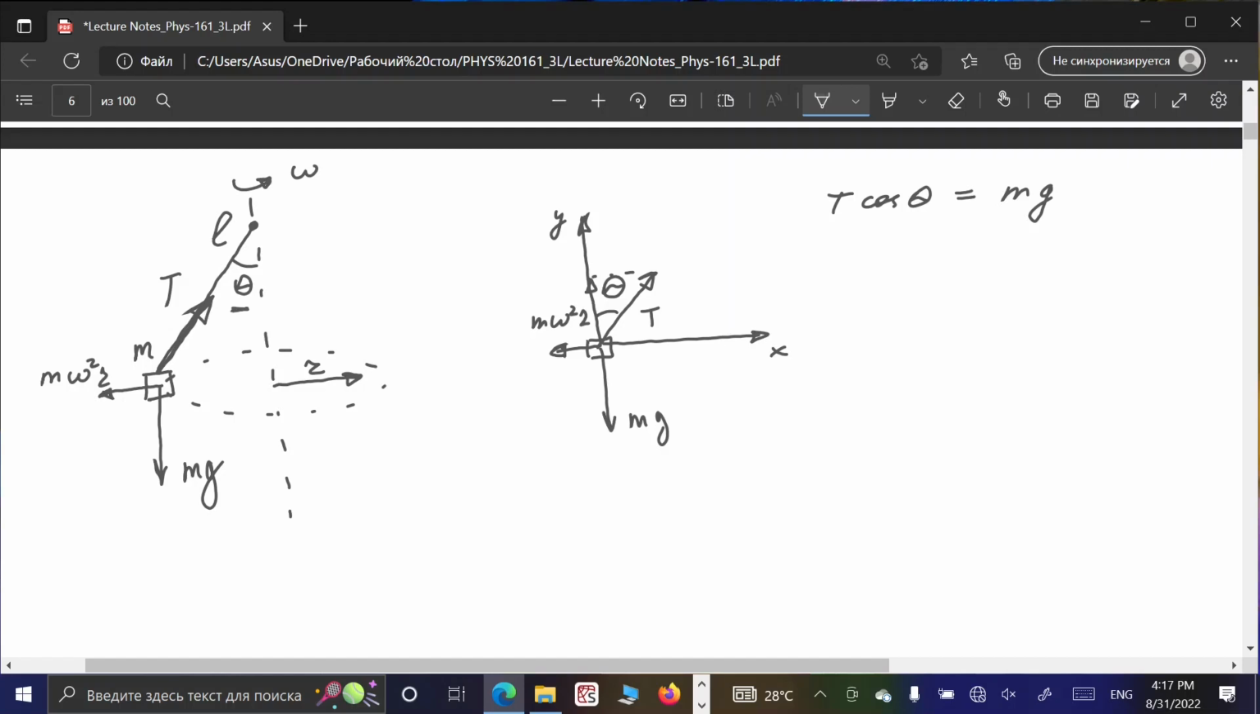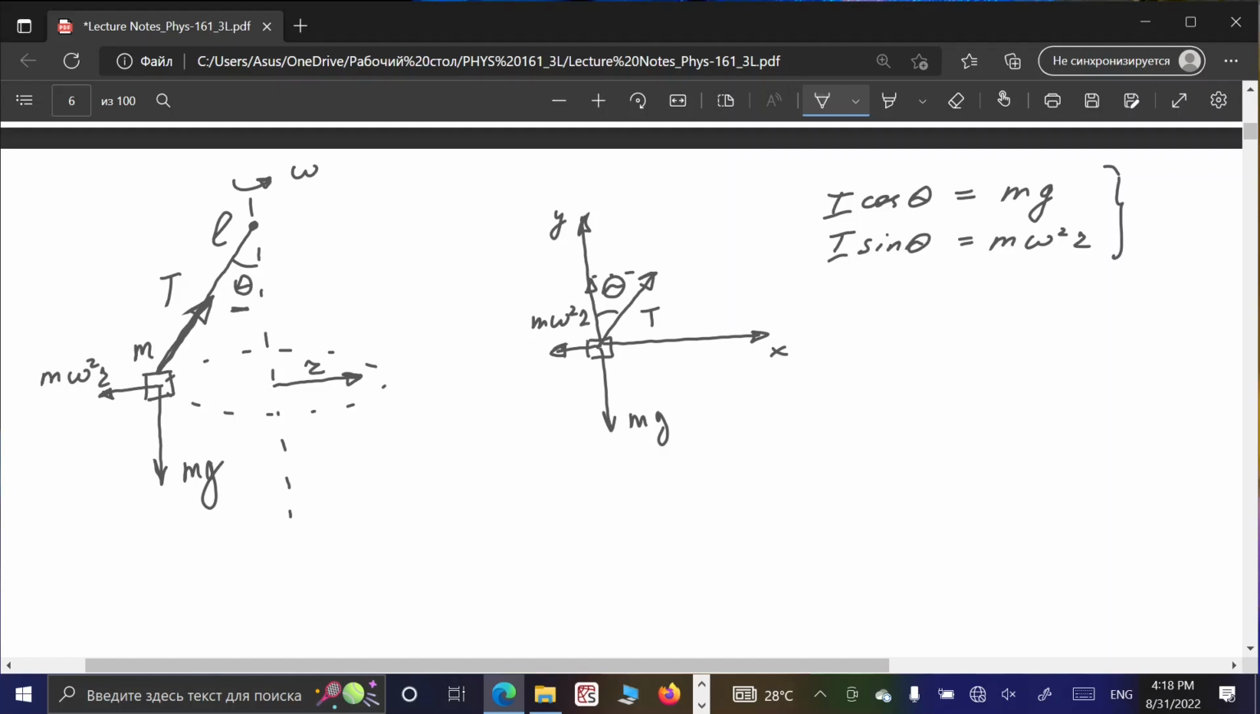The same we should write also for axis x. So we can write T times sine theta is equal to m omega squared times r. So with this, we have a system of two equations which can express tension in terms of other parameters in a different way.